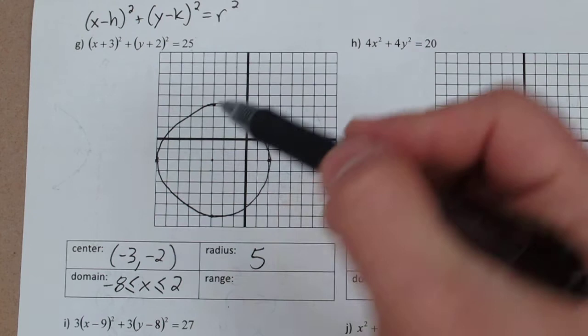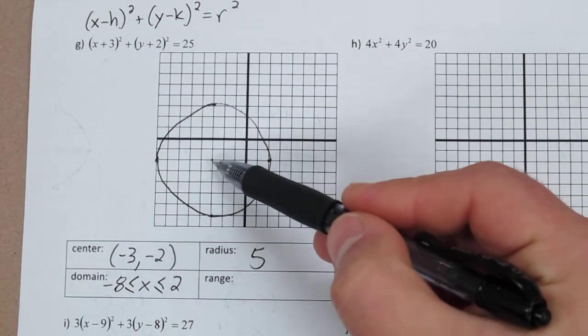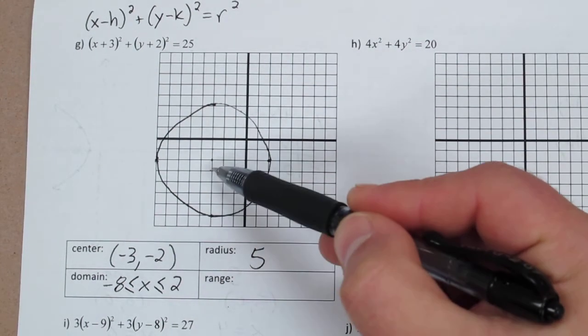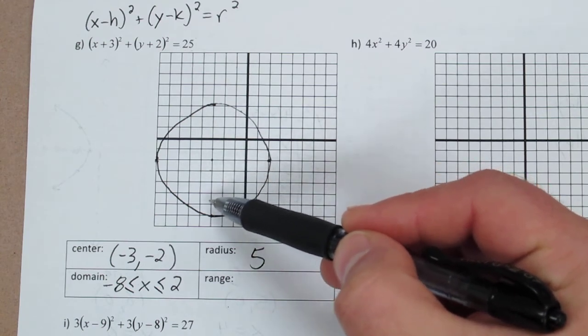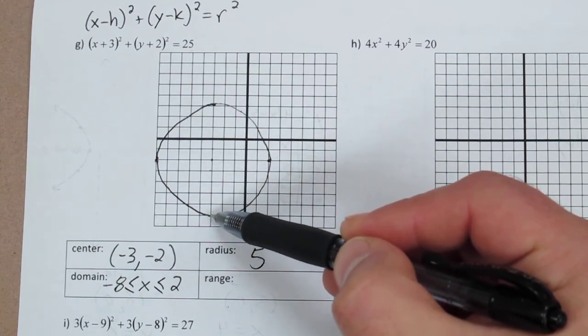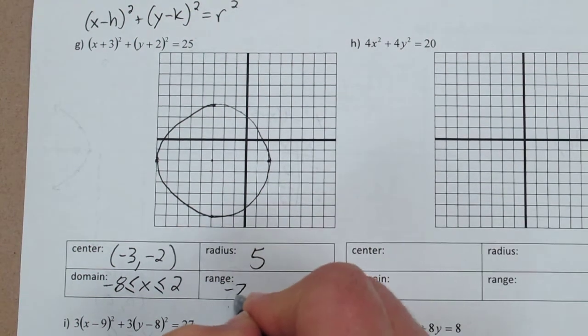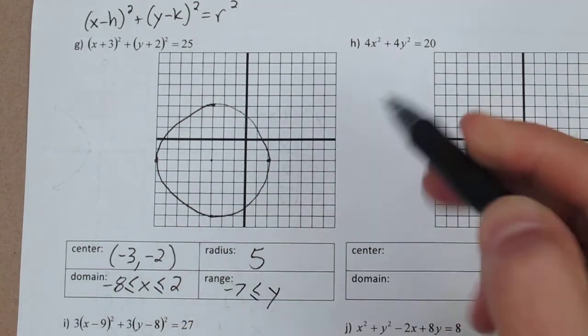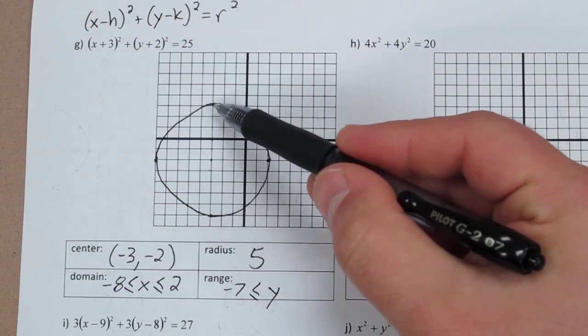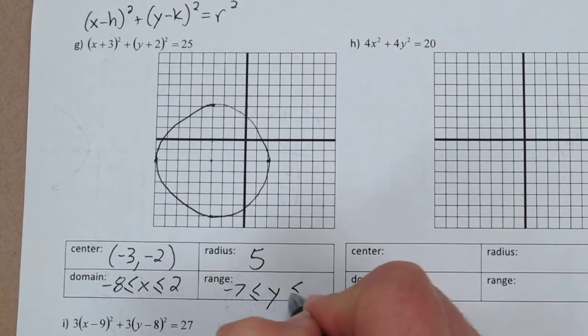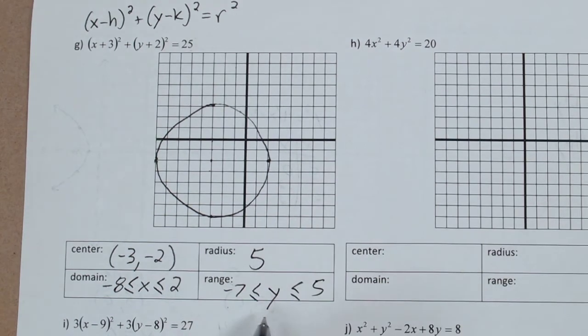Now for the range, if we look y-wise, the lowest our graph ever is, let's see, 1, 2, 3, 4, 5, 6, 7, -7. And the highest our graph ever gets is 1, 2, 3, 4, 5, +5. So in other words, all of our y coordinates are between -7 and +5.